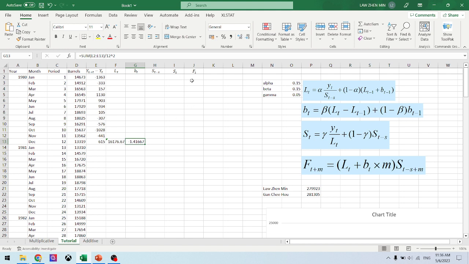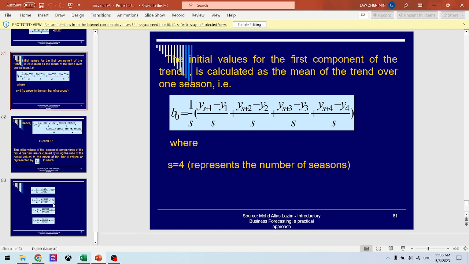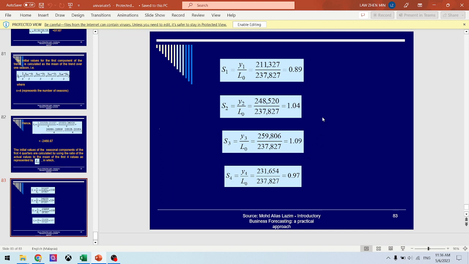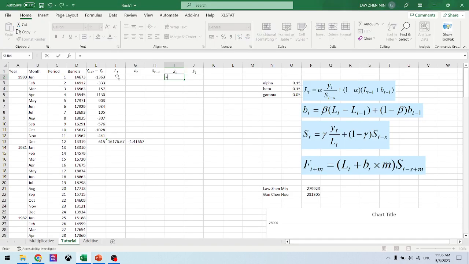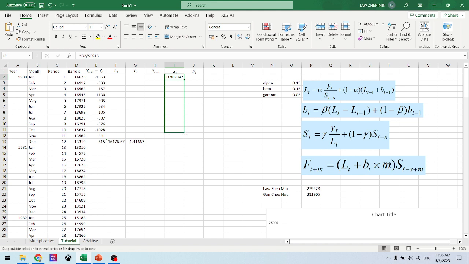Next we need to find the initial value for the seasonality component, which is here. How can we find the seasonality component? Here we go back to the formula, and this is the initial value for the seasonality component, which is y divided by the initial value of the level component. So equal to the y value divided by the initial value of the level component. We will fix that, hit enter, and then we will find it for the first period here.